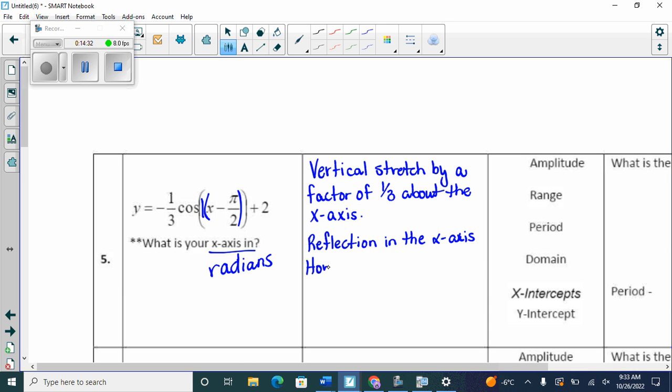Ooh, I have a reflection too, hey? Oops. I have a reflection. Oh, I wrote it. Oh, sorry about that.